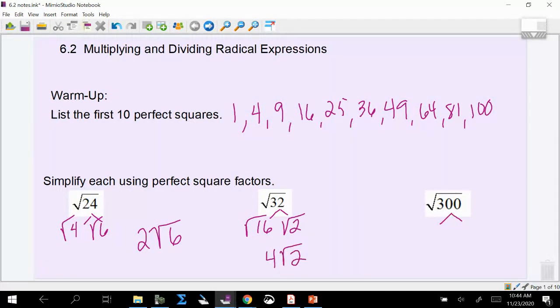And then finally 300. 300 breaks down into 100 times 3. Take the square root of the perfect one. I always write it first, which is 10, and then leave the square root of 3 as is. So those were some simplifying radicals that we did with our perfect square factors.